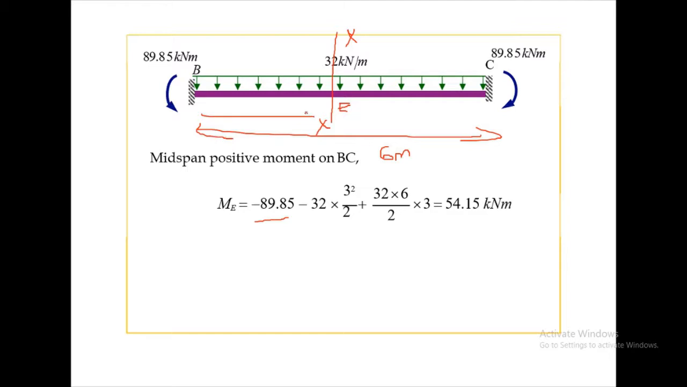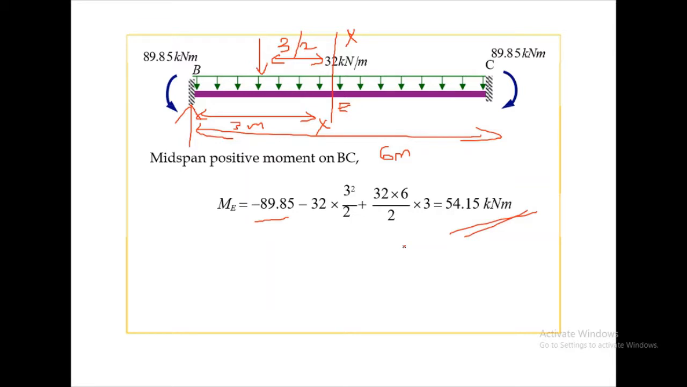And half of that span is 3 meter, therefore 32 into 3 is the load on that half. It will be acting at the center, at a distance of 3 by 2 from X, and it will produce a hogging moment. That is why minus 32 into 3 into 3 by 2, which is minus 32 into 3 square by 2, plus 32 into 6 by 2 is the reaction at B, because our total load is 32 into 6 acting at the center, and the reactions will be 32 into 6 divided by 2, and that reaction will act at a distance of 3 meters from X. Thus we get our midspan positive moment on BC.